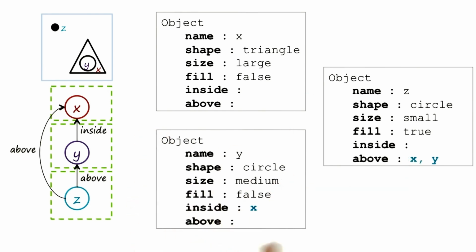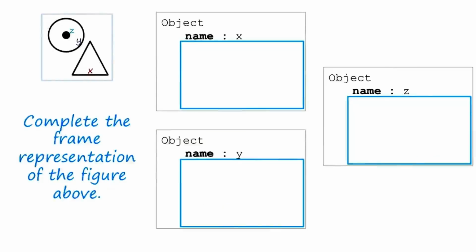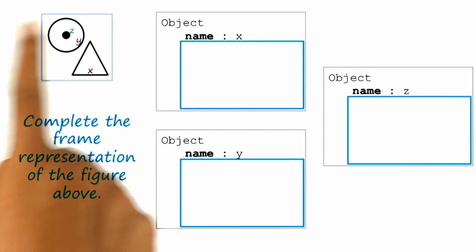So for example, for the frame Y, we might say inside X, which captures the same idea that we were capturing by drawing a line between them. In fact, this is the notation we'll use for the rest of the exercises in this lesson. Let us do an exercise together to make sure that we understand frame representations for images like this.